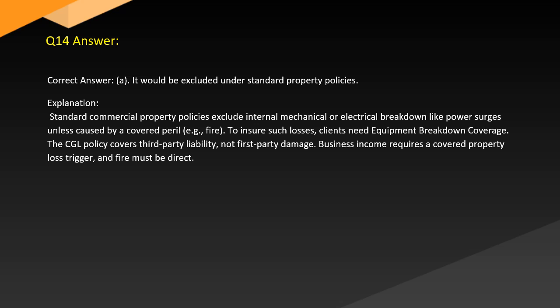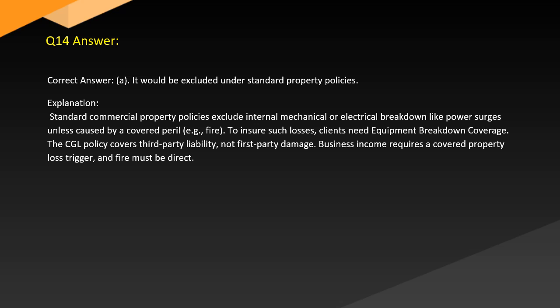Explanation. Standard commercial property policies exclude internal mechanical or electrical breakdown like power surges unless caused by a covered peril, e.g. fire. To insure such losses, clients need equipment breakdown coverage. The CGL policy covers third-party liability, not first-party damage. Business income requires a covered property loss trigger, such as fire.